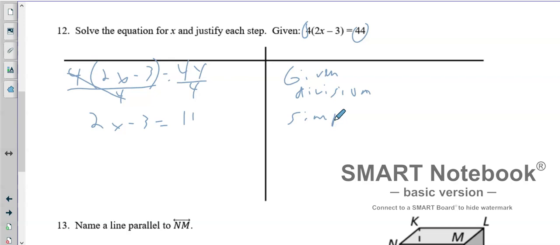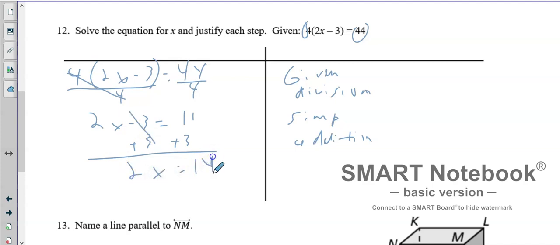Now I'm back to algebra 1. I add 3 to both sides. What did I say? I add 3. So I write addition right here because I added 3. Nothing too challenging. When I do that, I end up with 2x = 14. What did I do? I simplified. To get x alone, I divide by 2. What did I do? Oh, I divided. That's that division property again. x = 7. I simplified.